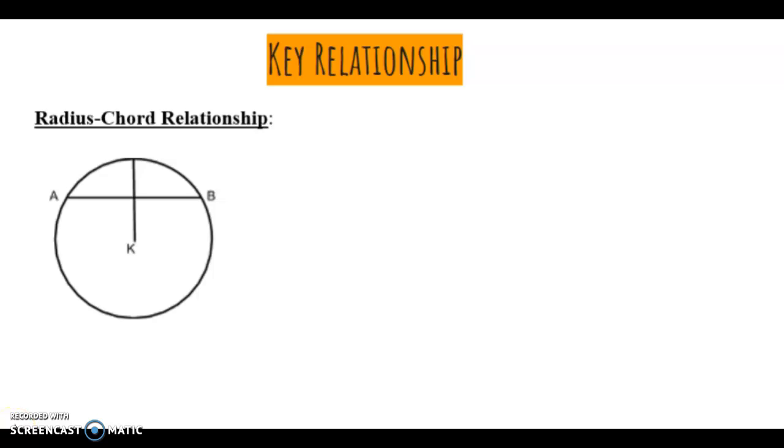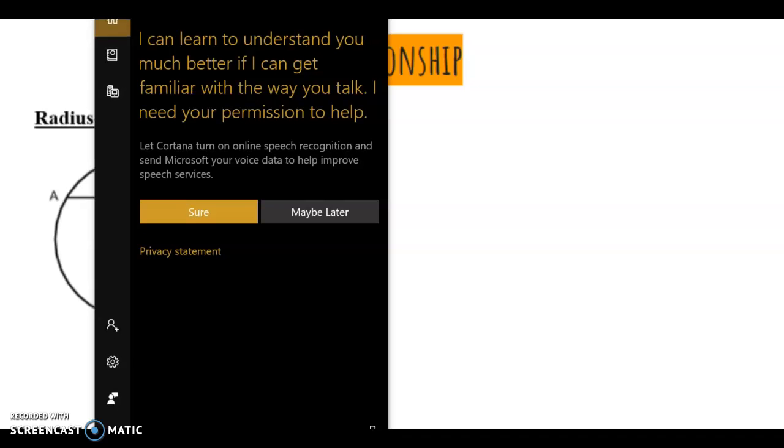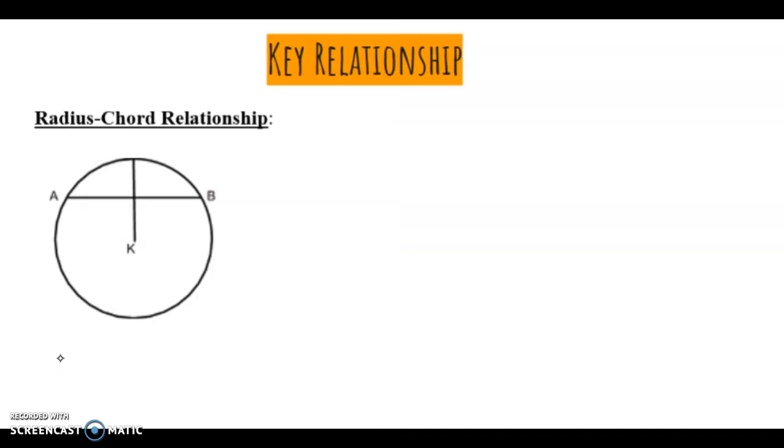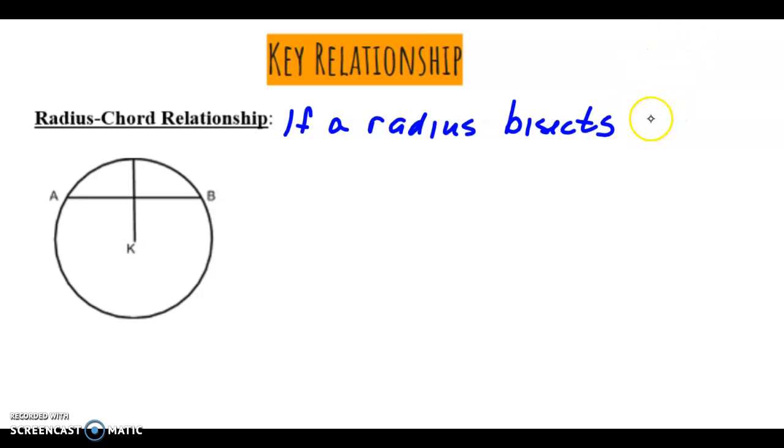Okay, today we're talking about the relationship between a radius and a chord. And so there are two things that I need you to know. All right, the first one is if a radius bisects a chord, then it's perpendicular to the chord.